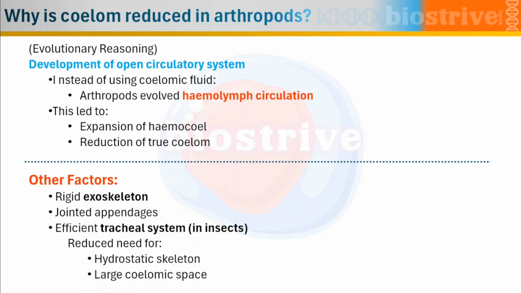What are the other factors which are contributing to reduction of coelom in case of arthropods? The other factors include very rigid exoskeleton, some joint appendages, there is efficient tracheal system in insects as well, there is a lesser need for hydrostatic skeleton, the largest coelomic space is also not required. The exoskeleton is fulfilling the need of this hydrostatic skeleton. The well-developed tracheal system is performing the function of respiration very efficiently.